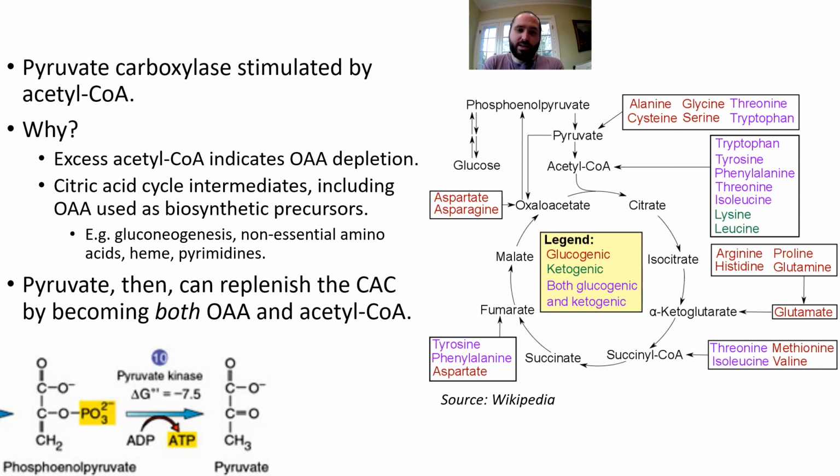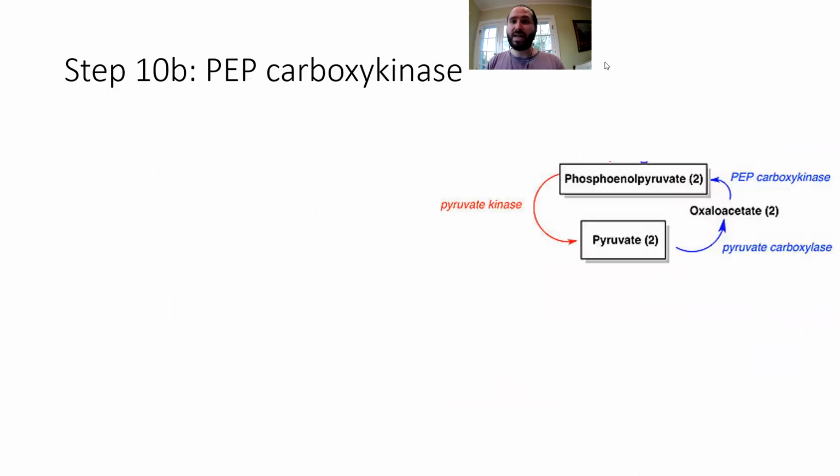So to summarize, this enzyme pyruvate carboxylase is not just for gluconeogenesis. We're introducing it in the context of gluconeogenesis, but we can see that it could also be used for things like replenishing the citric acid cycle pool. And then step 10B. So now we've made pyruvate into oxaloacetate. We've moved oxaloacetate through the malate shuttle into the cytosol. And now we'll do PEP carboxykinase. Breaking down that name, what does a PEP carboxykinase enzyme seem to do?